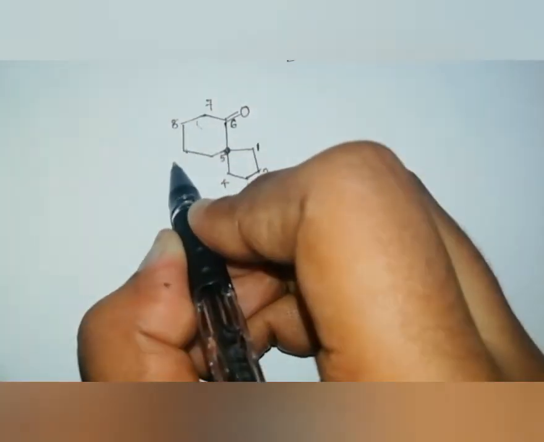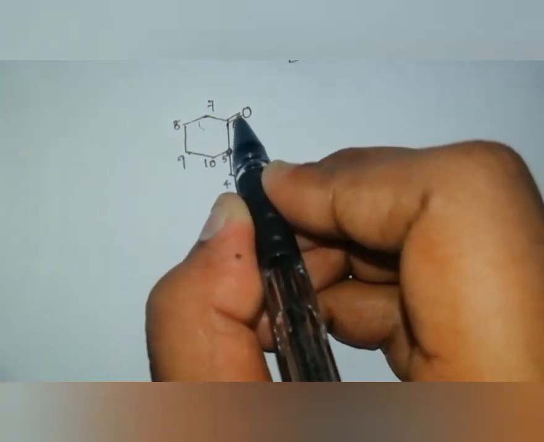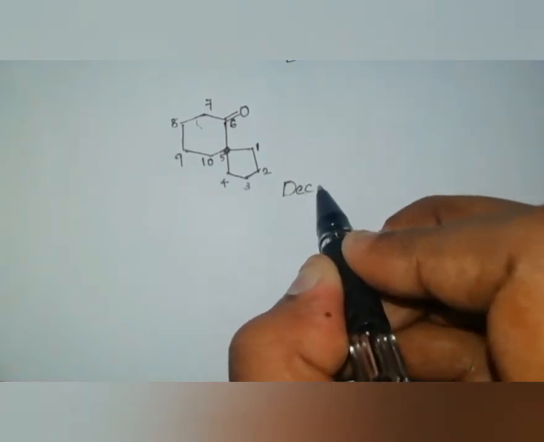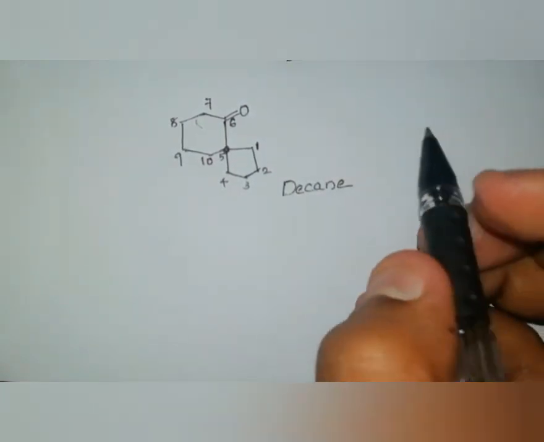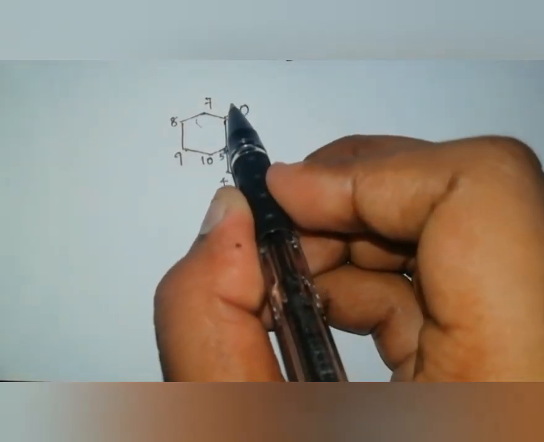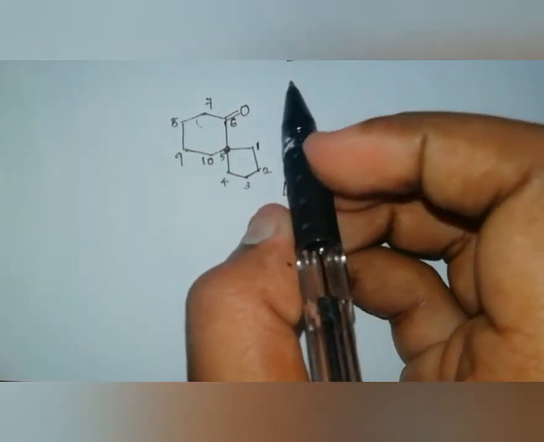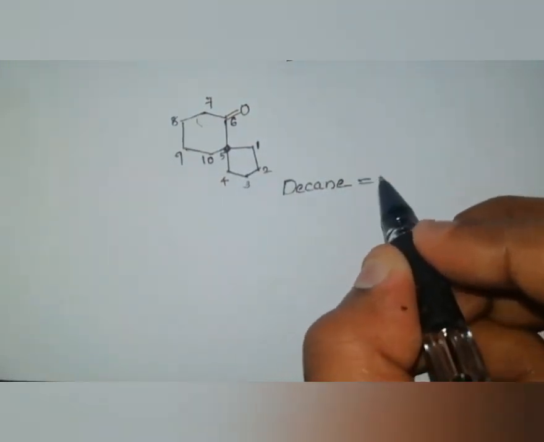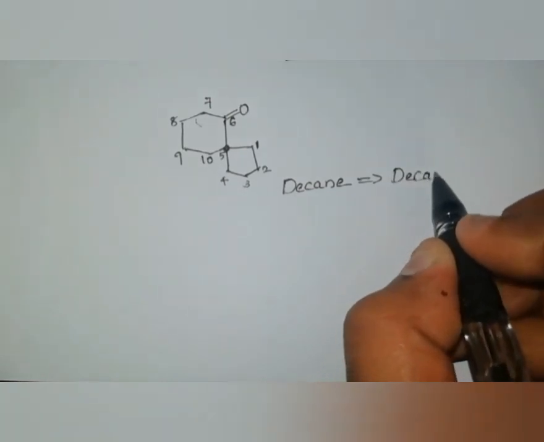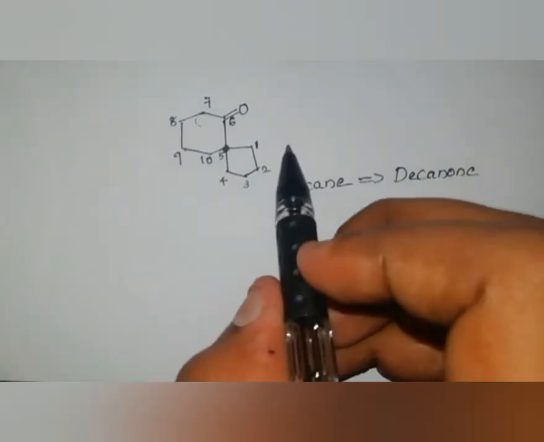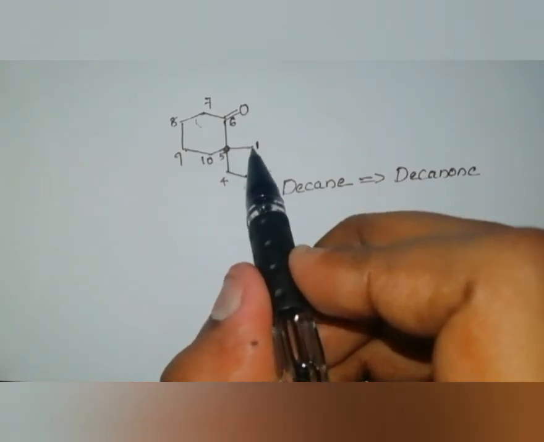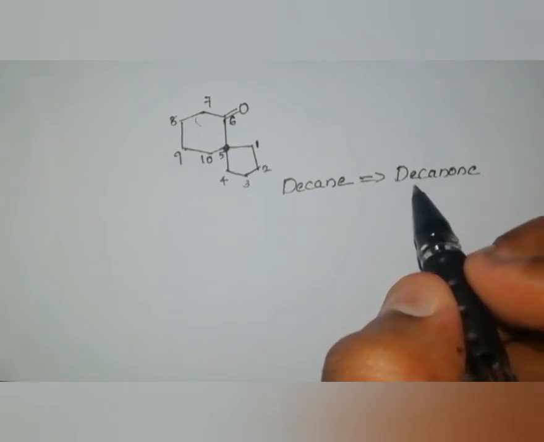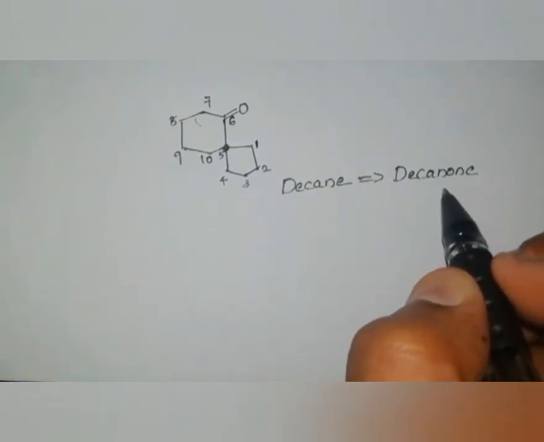9, 10. So here there are 10 carbon atoms, therefore the parent chain is decane. And we can see that a ketonic group is present on the 6th carbon. So in such cases the parent chain name changes to decanone. How we use a secondary suffix in the presence of functionalities we have already discussed in the previous class. I will give the link of that class in the description box.